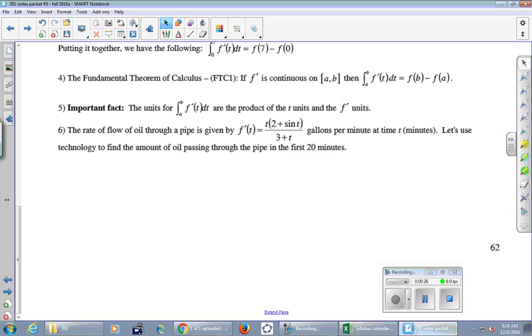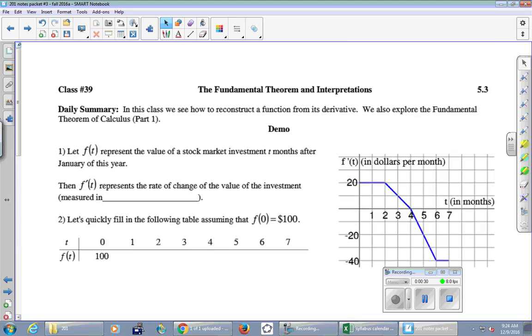Okay, so let's jump in here at the top of page 62. Daily summary. In this class, we see how to reconstruct a function from its derivative. We also explore the fundamental theorem of calculus, part 1. It turns out there is a part 2. We'll start with number 1.